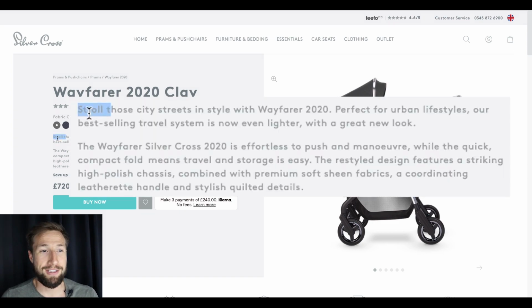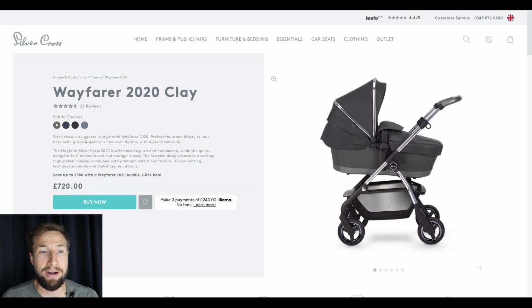And let's go through their product description right now so you can see what other people are doing that's really working. So this one says, stroll those city streets in style with Wayfarer 2020, perfect for urban lifestyles. Our best-selling travel system is now even lighter with a great new look. So now you can see from this first paragraph here who they're targeting: people in the city, people that care about style, people that have urban lifestyles. And as we keep going through this, we can see all the benefits and features and how well they really understand their customers. It's effortless to push a maneuver. The quick compact fold means travel and storage is easy.